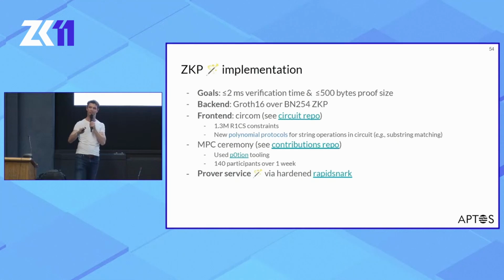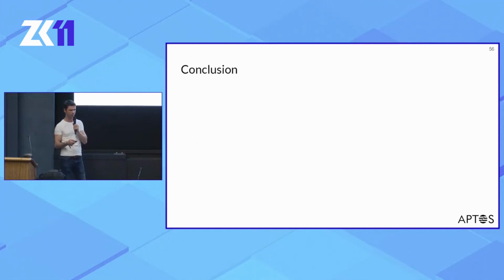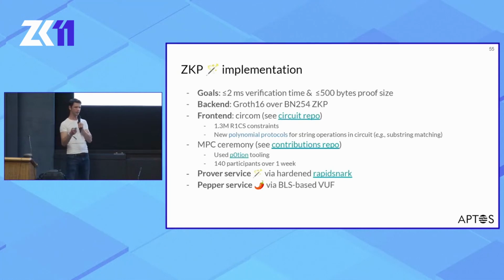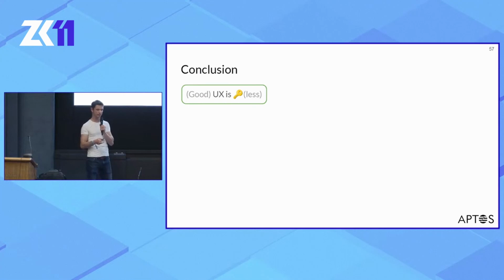If any of you know anything about that, please talk to me. Our Pepper service is just a Rust-based service that uses BLS to evaluate the Pepper. And that's it. That's our implementation. So to conclude the talk, I think UX is key for blockchains, and good UX is keyless.